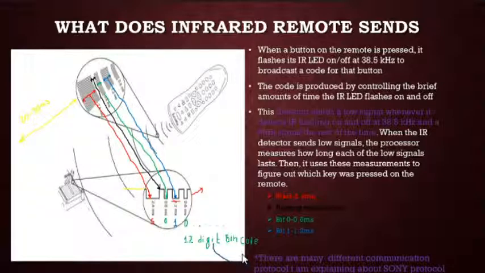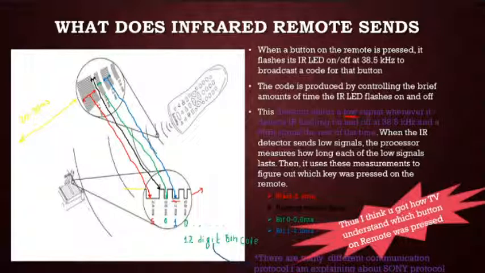It might differ. There are many remote controls which have a 16-digit binary code, and in some cases the detector sends a low signal whenever it detects IR flashing on and off at 38.5 kHz, and in some cases it sends a high signal. There it is exactly opposite, and a low signal when it is not flashing at all. So it depends.